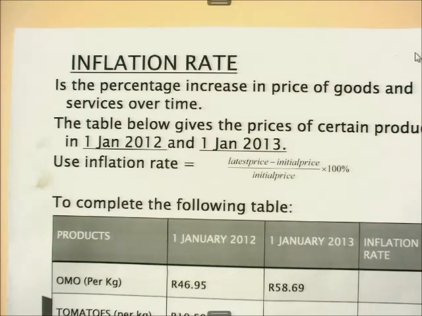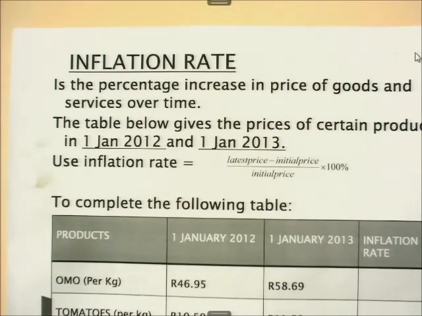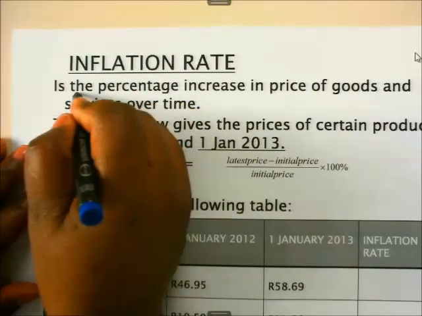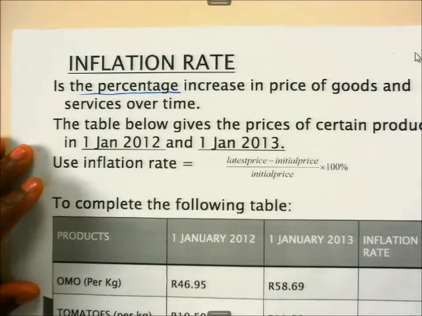In this case, we are saying inflation rate is the percentage increase in the price of goods and services over time. Now, here we are talking about the percentage increase. We're not talking about the amount.